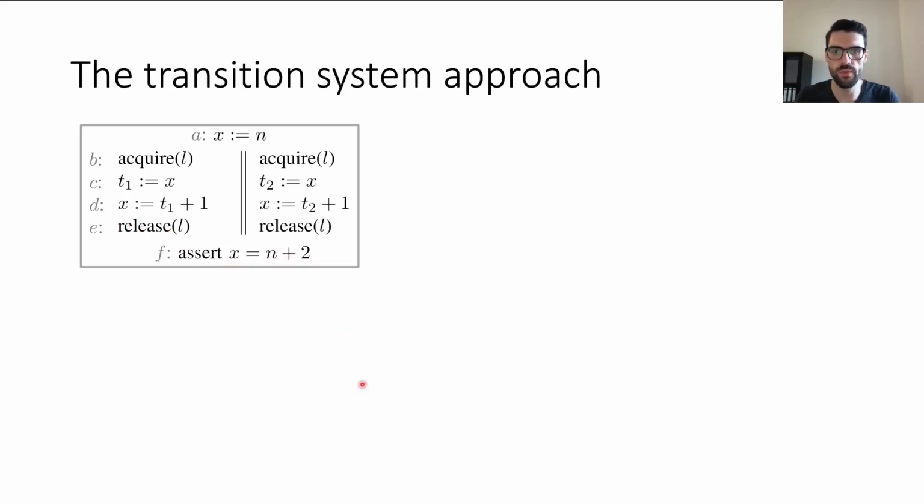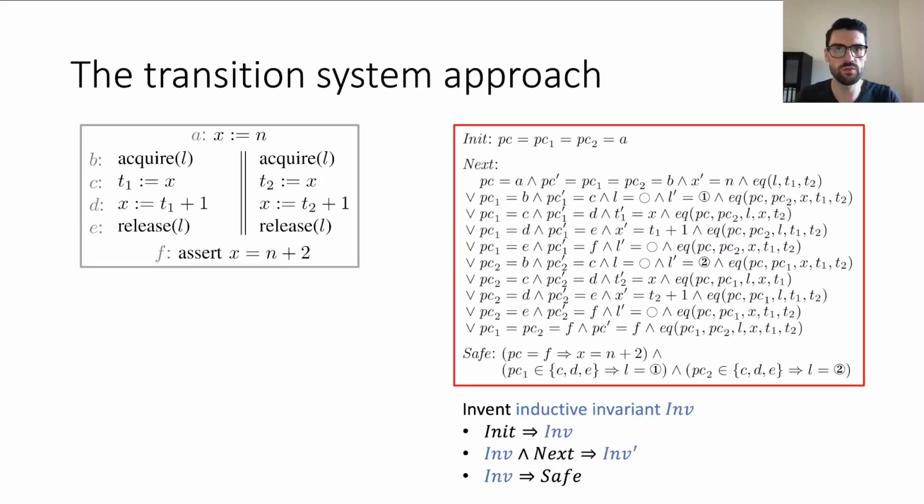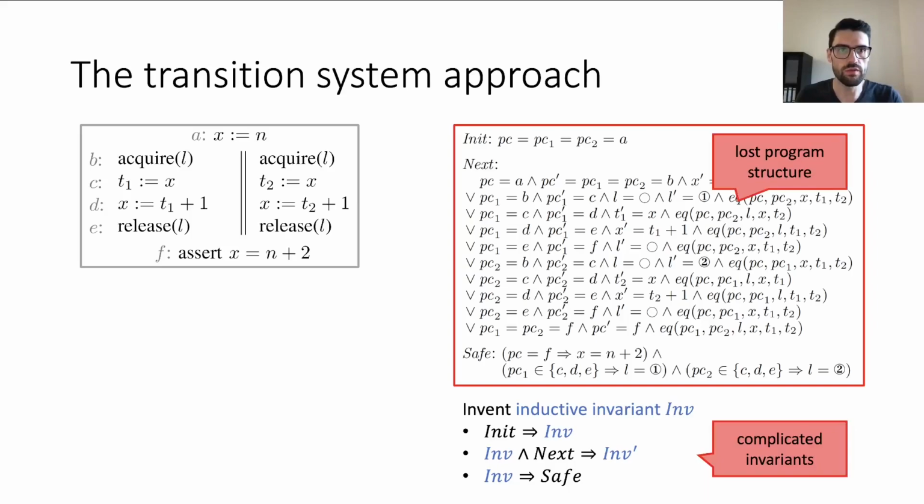to n plus 2. A classical approach to do this verification would be to convert the program into a transition relation with an initial state predicate, a next predicate, and a safety predicate. And then we would have to invent an inductive invariant over this transition relation. However, this is complicated for a number of reasons.